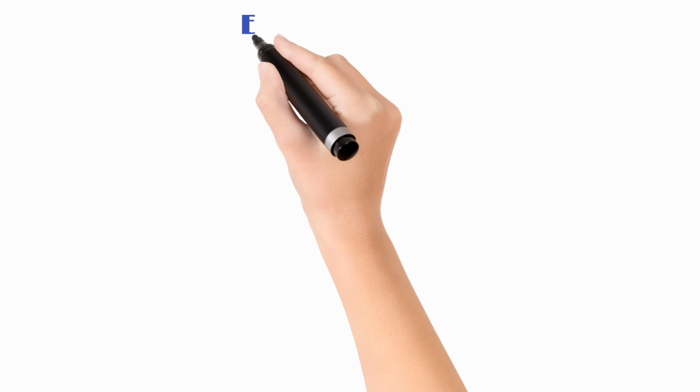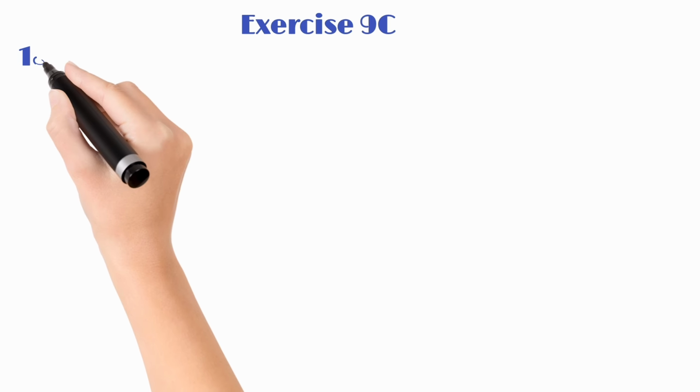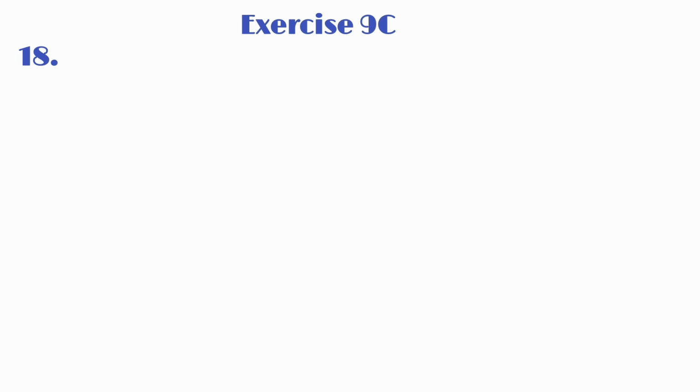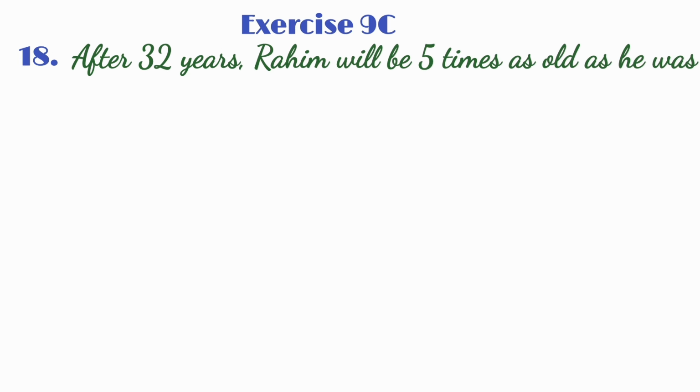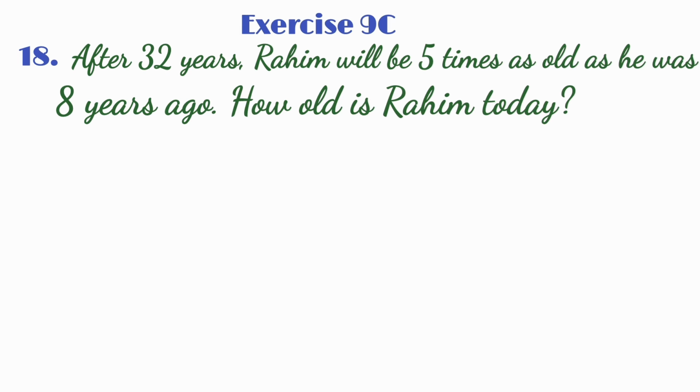Very good. Now let us start. That is exercise 9C from R.S. Agrawal textbook of class 7. We are doing sum number 18. 15, 16, 17 we have done, children. I will give the link in description. You can watch it from there. Now what is the question? After 32 years, Rahim will be 5 times as old as he was 8 years ago. How old is Rahim today?